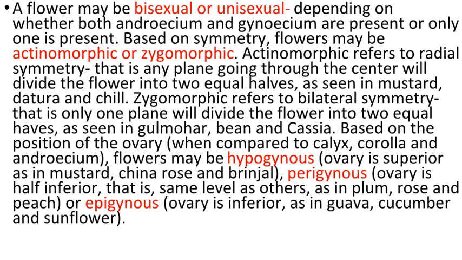Based on the position of the ovary, when compared to calyx, corolla and androecium, flowers may be hypogynous, where the ovary is superior, as in mustard, China rose and brinjal. Perigynous, where the ovary is half inferior, that is, at the same level as the others, as in plum, rose and peach. Or epigynous, where the ovary is inferior, as in guava, cucumber and sunflower.